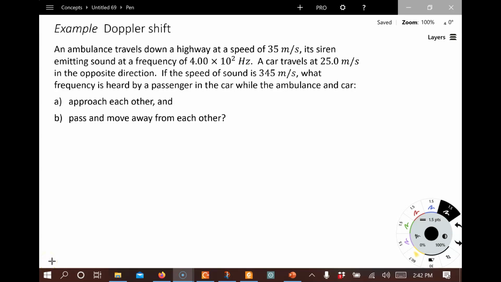Hi, this is an example problem on the Doppler shift from chapter 16. Pause for a moment and read the question. So for the Doppler shift, this has to do with the change in frequency that an observer detects based on relative motion between the source of the sound and the observer of the sound.